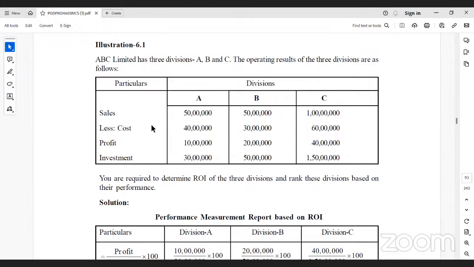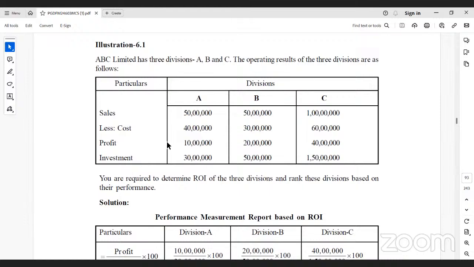See the cost. The cost is 40 lakh rupees for A division, 30 lakhs for B division, and 60 lakhs for C division. So see here, after sales minus cost, division A's profit is 10 lakhs, B is 20 lakhs, and C is 40 lakh rupees. Right? Now we'll compare with profit.